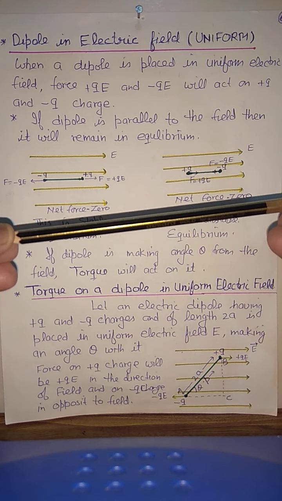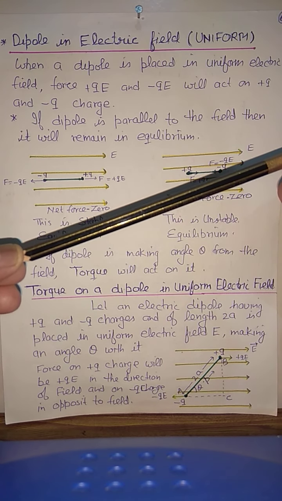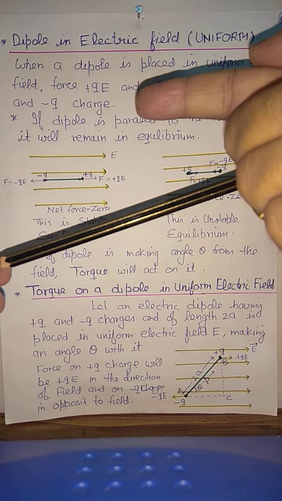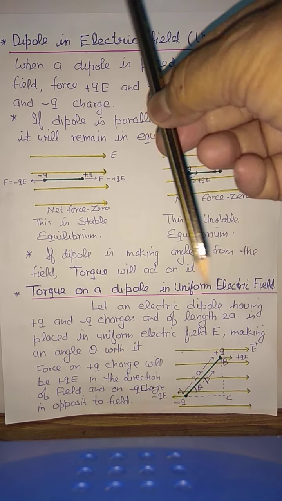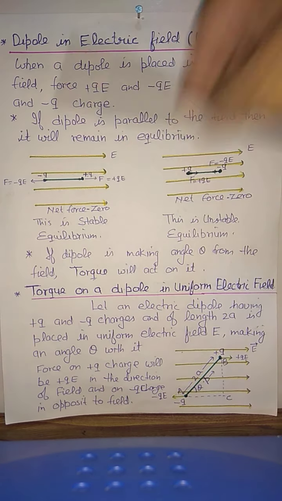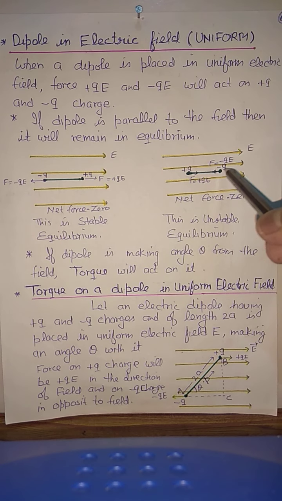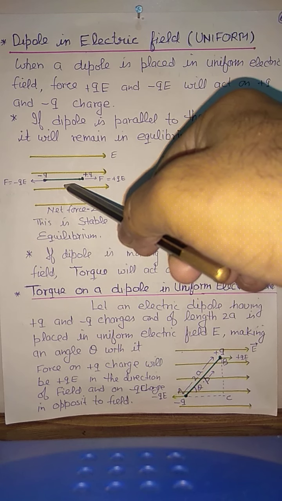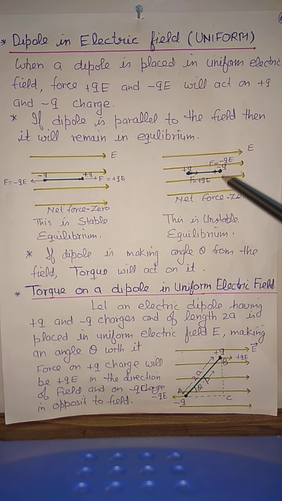And if this rotates, this direction's force will try to rotate it and it will come in this position. Clear? Here this force towards the left and this force towards the right will rotate the dipole, and again it will come in this condition, and that is why this is unstable equilibrium. Clear? Students, in these two figures, dipoles are parallel to the field.